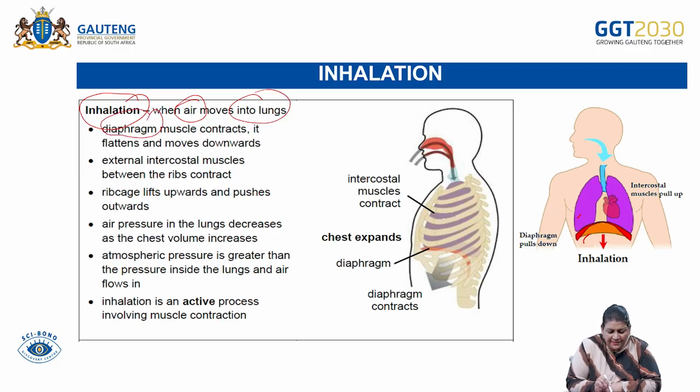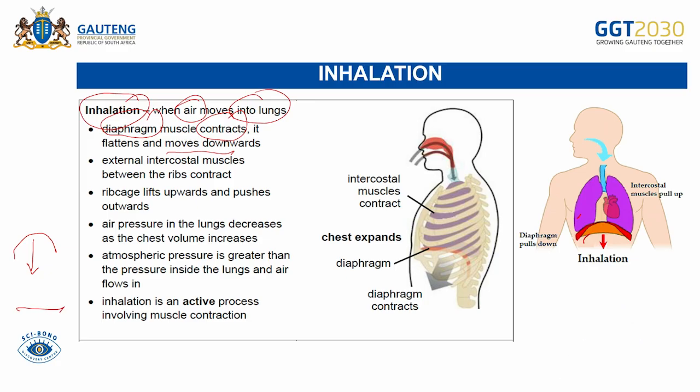The diaphragm muscle contracts, okay? It contracts and it moves down. Now normally the diaphragm is dome shaped, but when it contracts, it moves down and becomes flattened. Okay, so it's going to move down and become flattened. So there's going to be more space now. So instead of it being like this, it moves down, right, and then gives it more space.